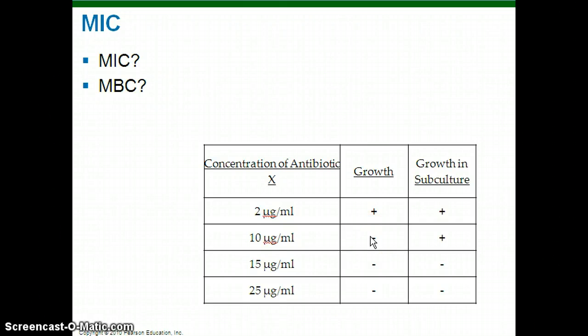bactericidal concentration is. Remember, if it's bactericidal, that means it's going to totally kill it. Right here at 10 micrograms per milliliter, it simply inhibits the growth. But then when that antibiotic drug is gone, the bacteria grows again. So if we increase the concentration to 15 micrograms per milliliter, then we see that that is the minimum bactericidal concentration, to where it will not just stop growth, but it will actually kill the bacteria, to where when it is incubated in a subculture without the antibiotic, it will still not grow because it's dead. So on this, the MIC is going to be 10 and the MBC is going to be 15.